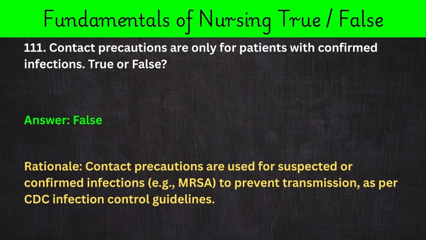111. Contact precautions are only for patients with confirmed infections. True or false? Answer: false. Rationale: Contact precautions are used for suspected or confirmed infections, e.g., MRSA, to prevent transmission, as per CDC infection control guidelines.